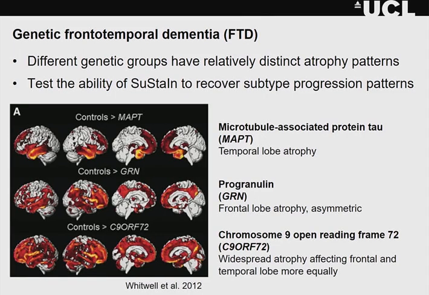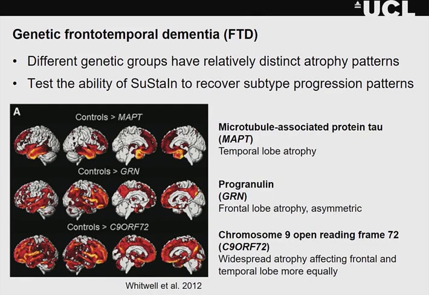So I'm going to talk about two studies in which we've applied SuStaIn. The first is in genetic frontotemporal dementia. In genetic frontotemporal dementia, there are different genetic groups that have relatively distinct atrophy patterns. Carriers of mutations in microtubule-associated protein tau, or MAPT, tend to have more focal temporal lobe atrophy compared to the characteristic frontotemporal pattern associated with frontotemporal dementia.